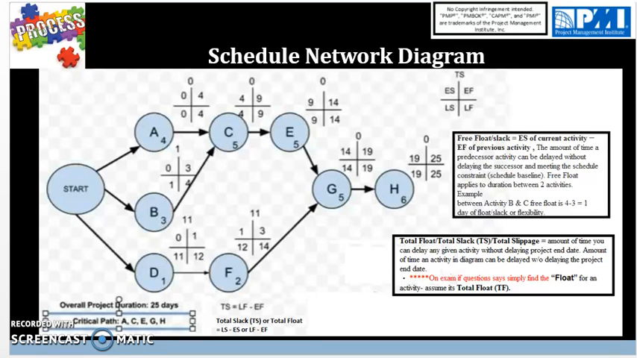So now you have to take 9 plus 5 is 14. You can't take 3 because you still have to finish for activity E to finish. So 9 plus 5 is 14. 14 plus 5 is 9 is 19. Now the only activity tying into H is going to be 19. 19 plus 6 is 25. So that gives us the forward path.